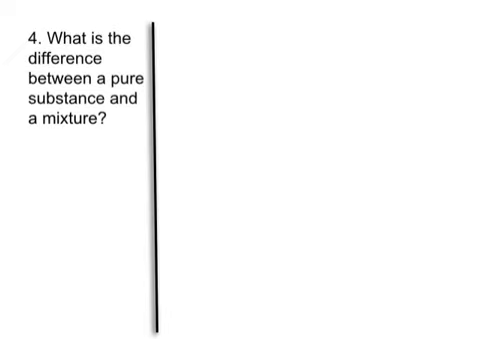Our 4th question is, what is the difference between a pure substance and a mixture? Okay, so it should kind of be common sense, right? That a pure substance is pure. There's unchanging, constant chemical composition, versus a mixture where we've got 2 different types of chemicals or compounds together. Okay, so let's just kind of break it down a little bit and take a look at the difference.